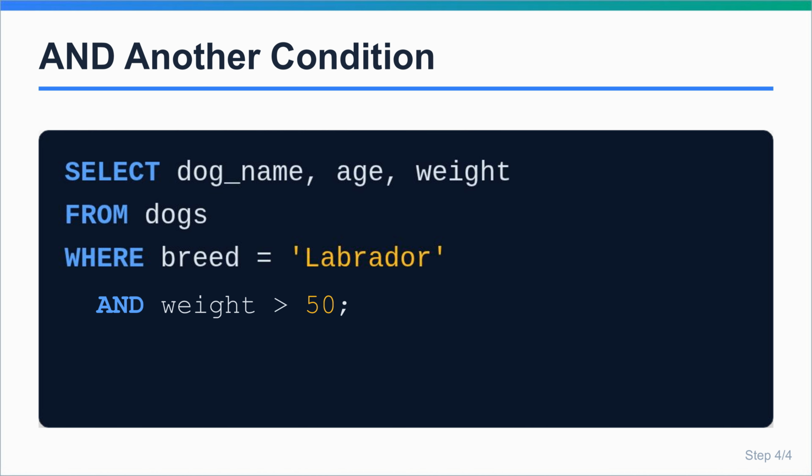Since we now have two conditions, we need a way to combine them. And that's exactly what the AND operator does. It lets us say, the breed must be Labrador and the weight must be greater than 50. I ran this query in our SQL editor, and here are the matching results. Only the dogs that are Labradors and weigh more than 50 pounds appear in the output.